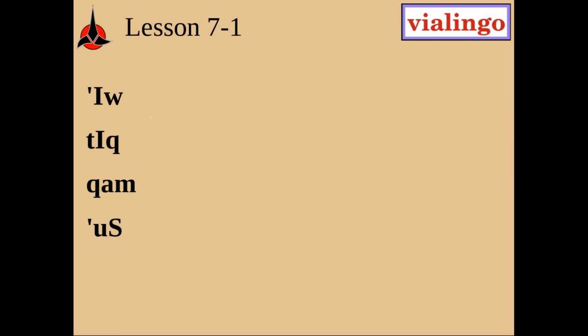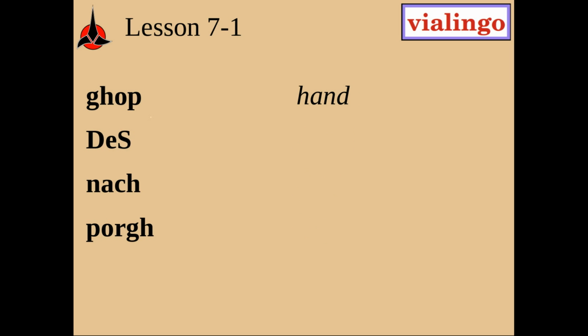What is the English for ew? Blood. For tick? Heart. For calm? Foot. For ush? Leg. For ghop? Hand. For desh? Arm. For nach? Head. For porgh? Body.